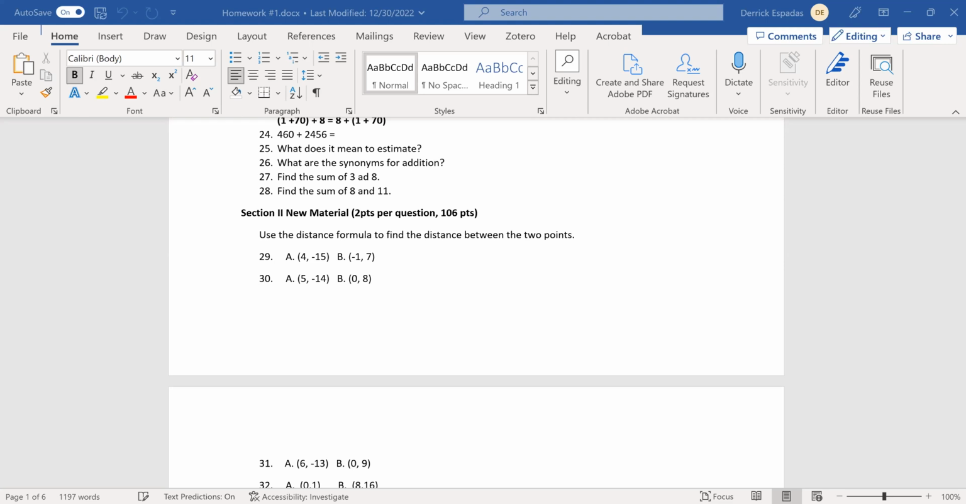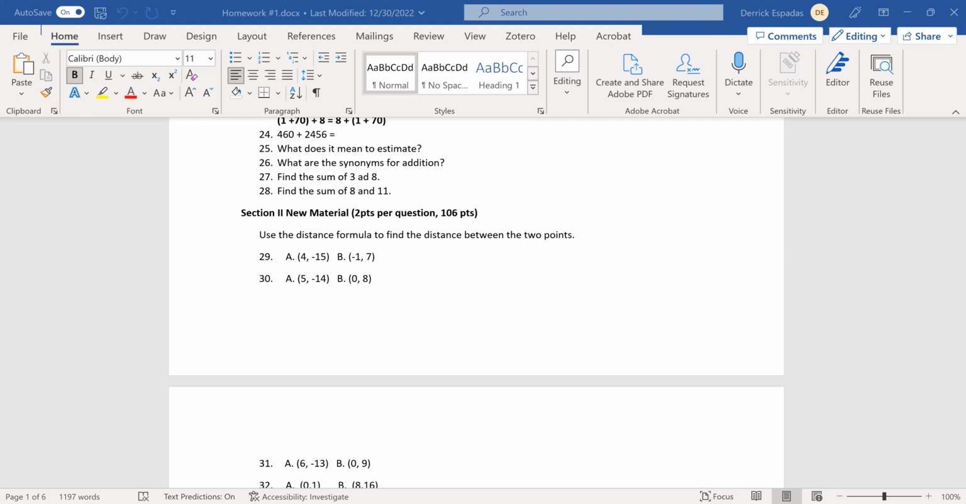All right. 6 times 6 is 36. 2 times 2 is 4. 36 and 4 is 40. Square root of 40 is, then we ask the calculator. It's going to be 6.32.